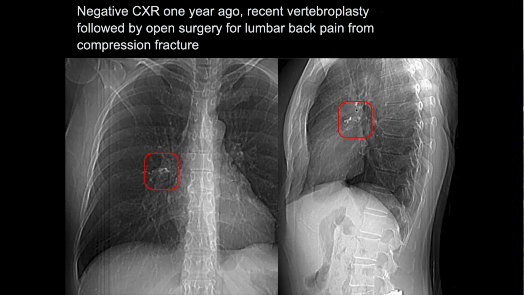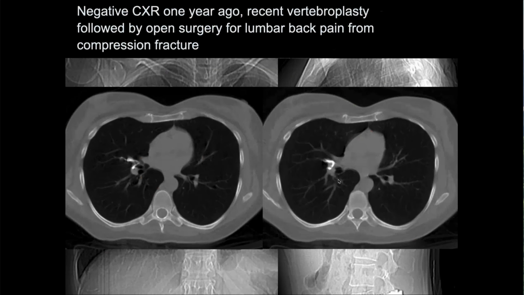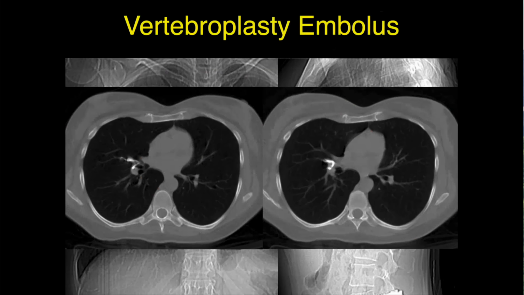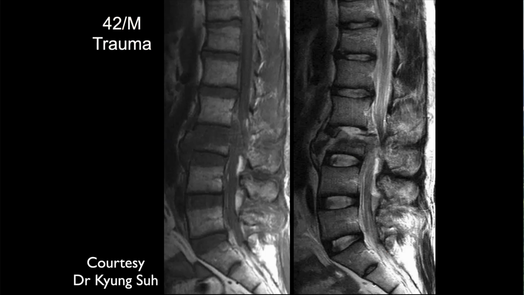So what do you think might be happening here? Is that maybe some cement that's embolized to the pulmonary arteries? There's the CT. Yeah, so it's definitely some embolus. Good.